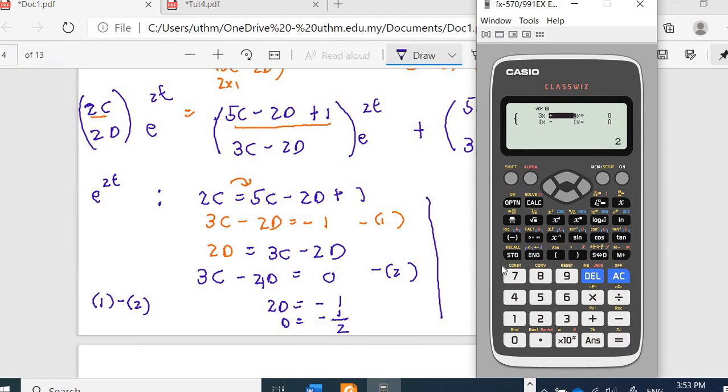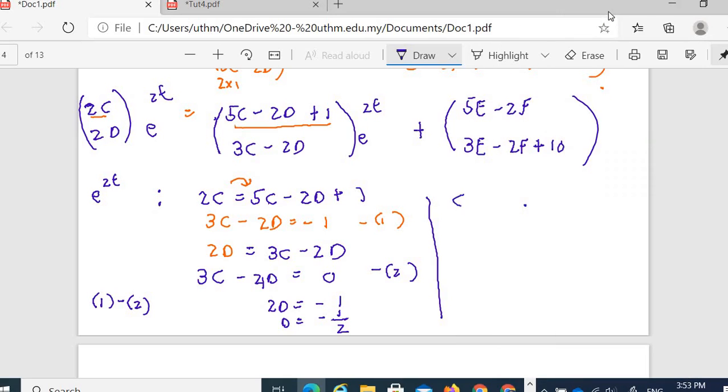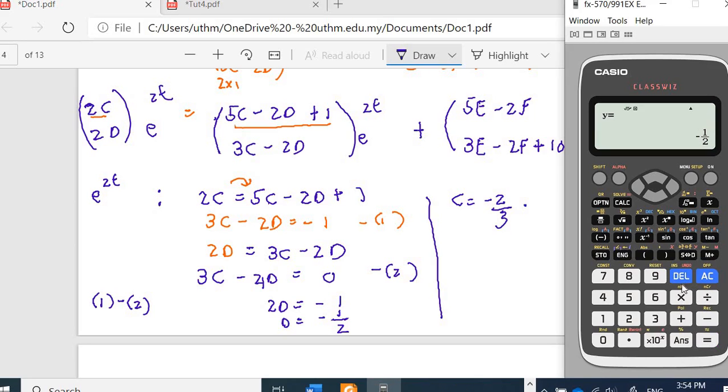3, negative 2, negative 1, and then this is 3, negative 4, 0. So okay, x is actually the C, which is negative 2 over 3. D is actually the y, which is negative half. So you obtain C and D already.